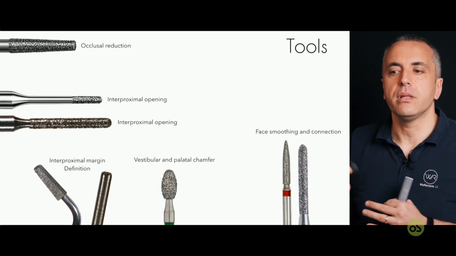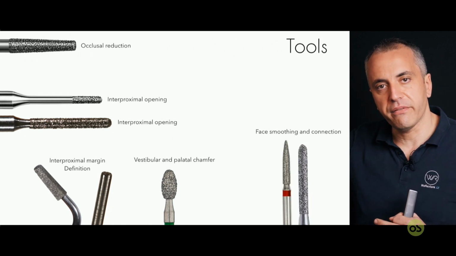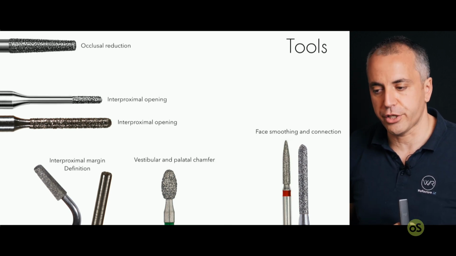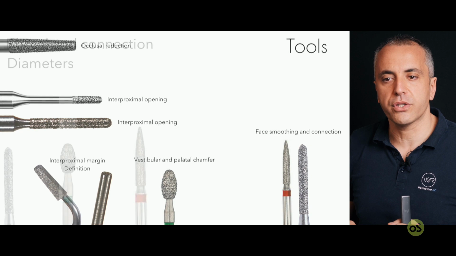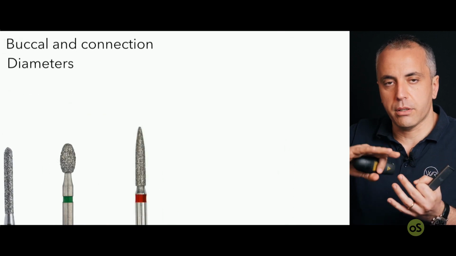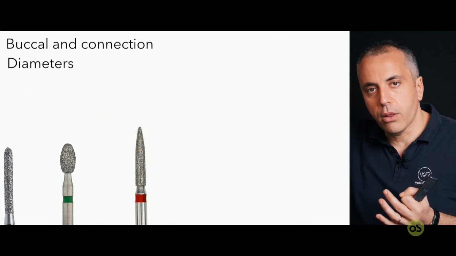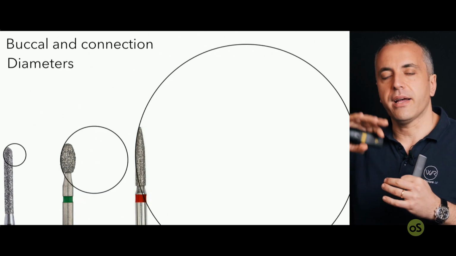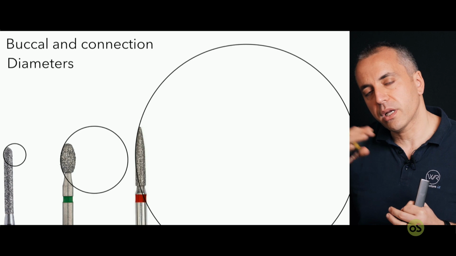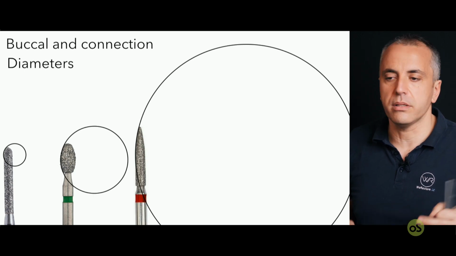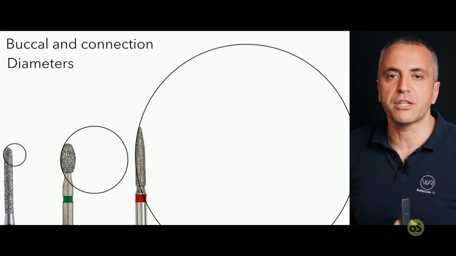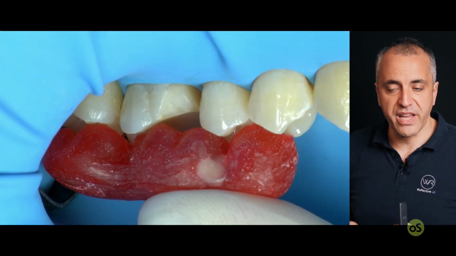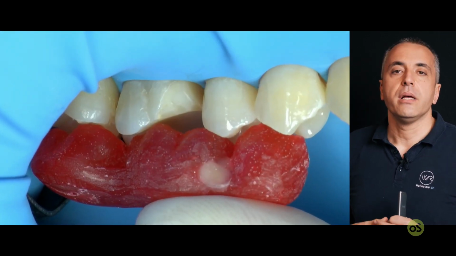We will use this kind of burrs in order to have a smooth connection between the four faces of the preparation. And of course, the round preparation buccally has to follow interproximally smoothly, so we can choose different diameters of round burrs according to the need. We will see in the video, it will be much more clear. So let's see the preparation of the overlay.